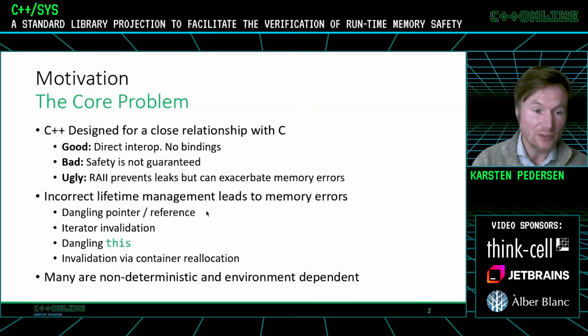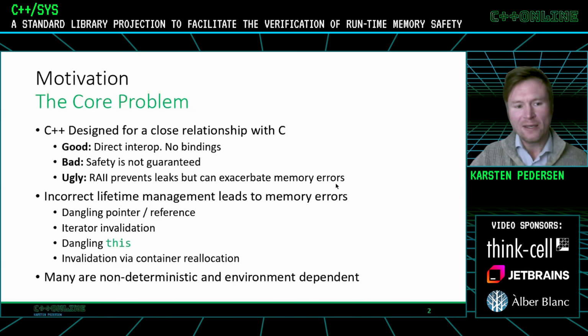So essentially, the core problem is C++ is designed with this close relationship with C, which is fantastic, direct interop, no bindings. But the disadvantage is safety isn't guaranteed. We're certainly making great strides with the newer standards, but there are still issues, and it still has a name for itself of being an unsafe language.